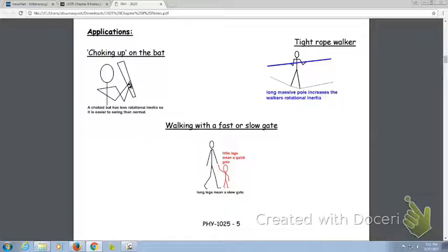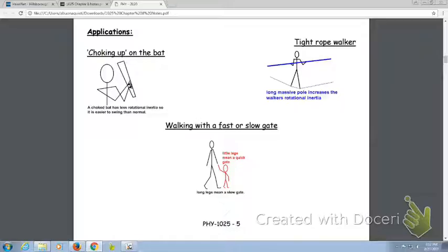To balance. What you're really doing is you're moving more mass away from your turning axis. Falling over is rotating about your feet. That's what falling over is. By bringing more mass away from my turning axis, I make my moment of inertia, my rotational inertia, higher, which means I'm more stable.